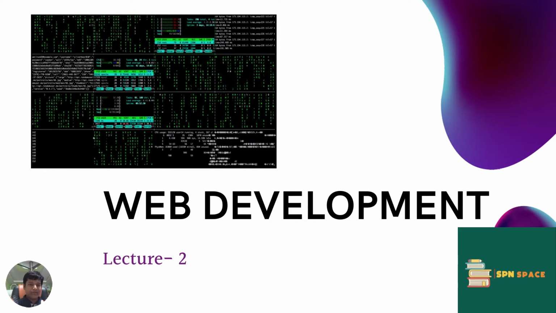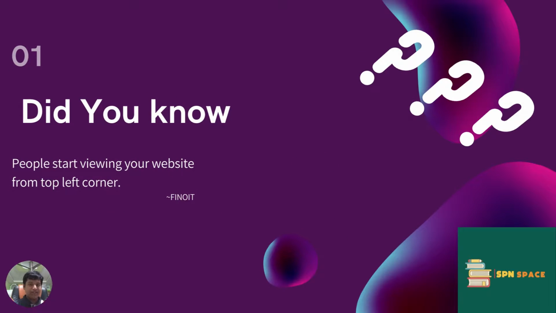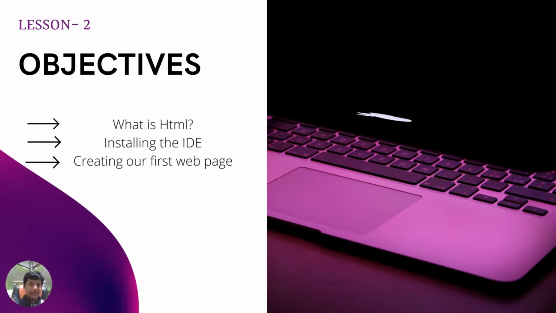So this is lecture 2 of Web Development. If you haven't checked out lecture 1, click on this I symbol over here and you would get it. So let's start with a fun fact. Did you know people start viewing your website from the top left corner of the screen? The objectives for lesson 2 are: what is HTML, installing the IDE, and we are going to create our first web page.